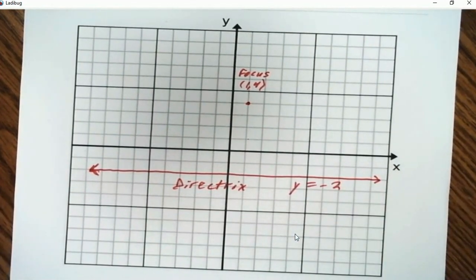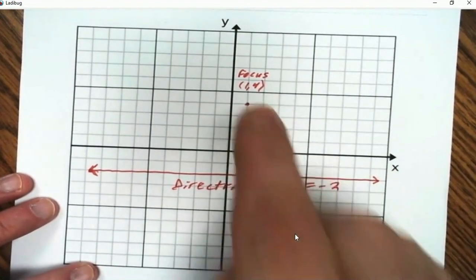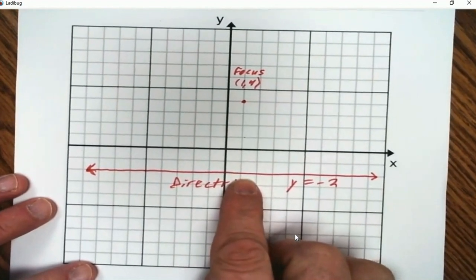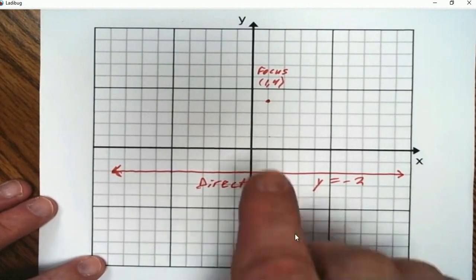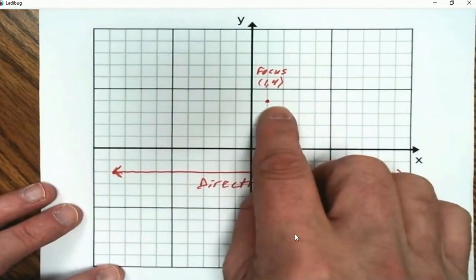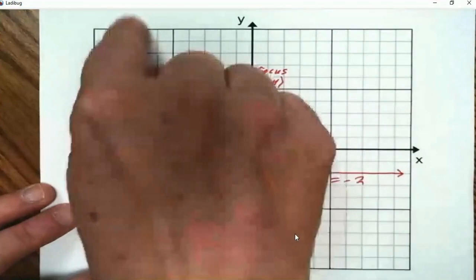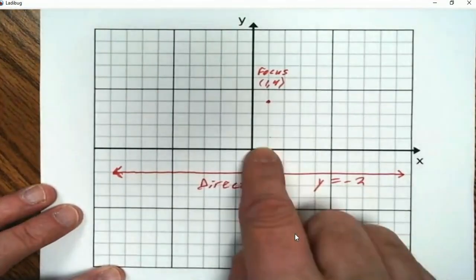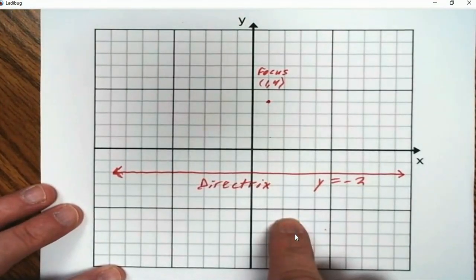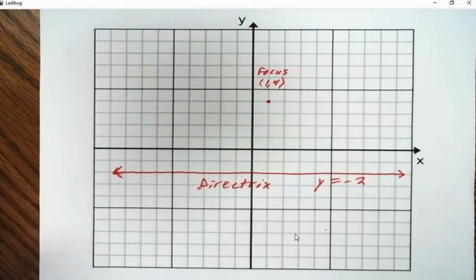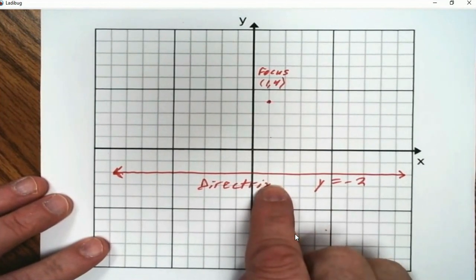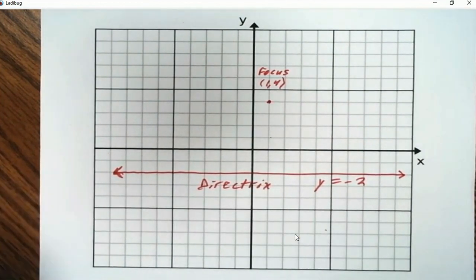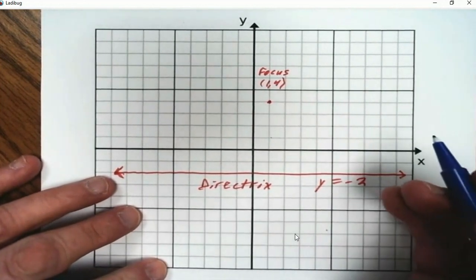Okay, so if you have a parabola, it will have a focus and a directrix. We haven't talked about that with parabolas, quadratics, before. So the focus is always located inside the parabola. So the parabola is going to wrap around the focus. The directrix is always on the outside. So here's the thing about a focus and a directrix. The vertex of the parabola is always exactly halfway in between there.